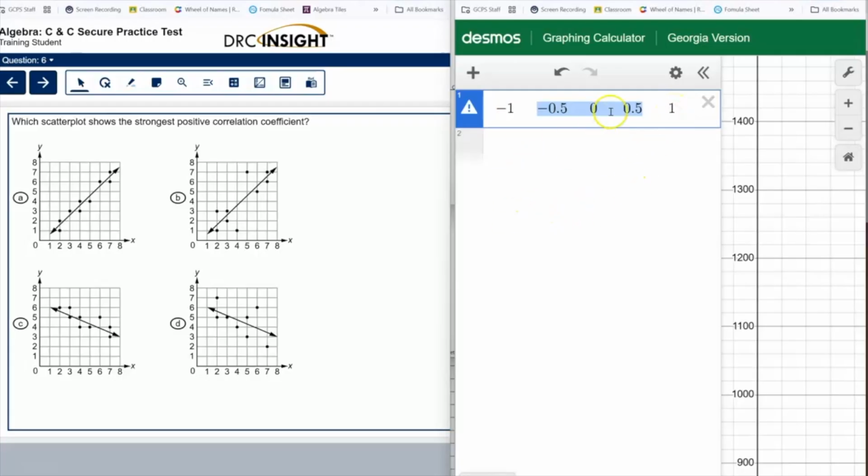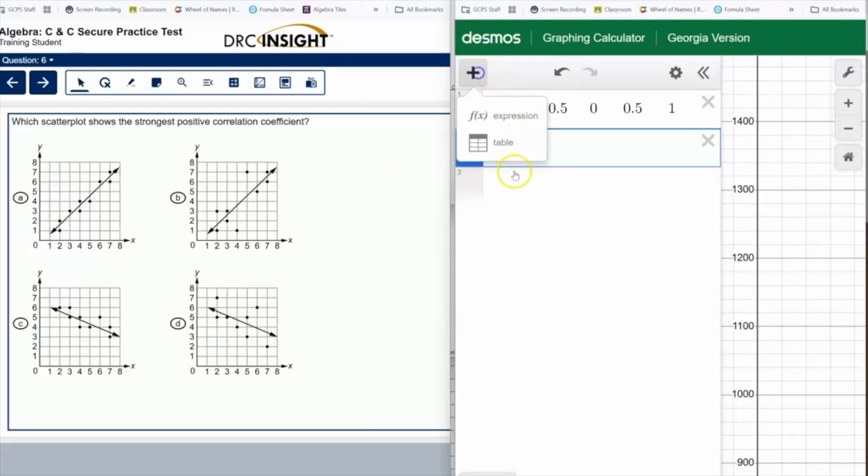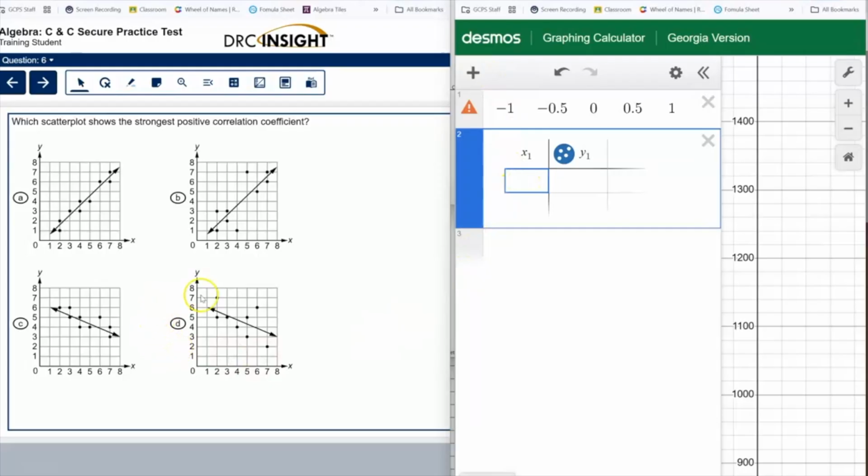All right, so that's what it looks like in numbers, which if I wanted to see the number, I could put in the scatter plot. I could actually type this in, and in fact, I am going to do that because I'm going to show you what I think the answer is, and then I'm going to check it. I think this is the strongest positive because all the dots are very close to the line. The further the dots are from the line, the weaker it is.